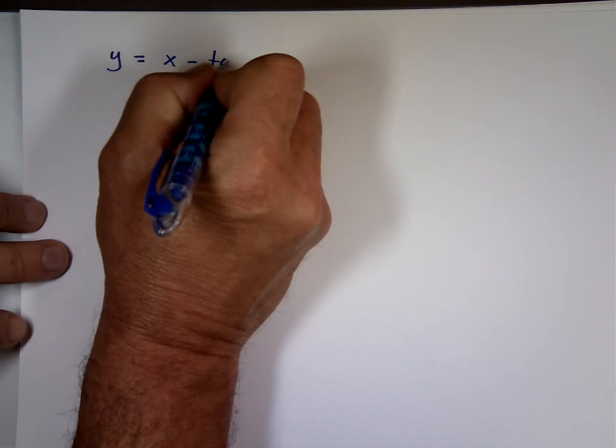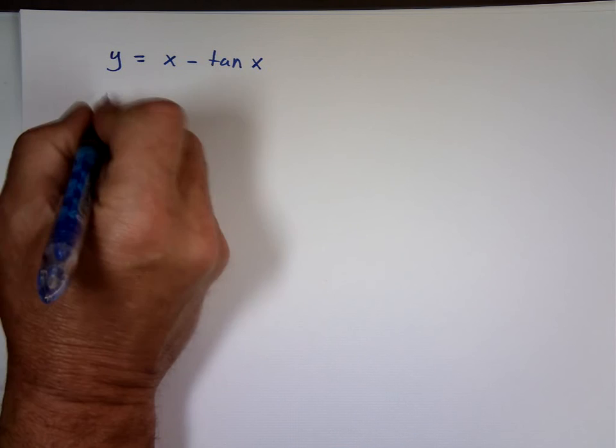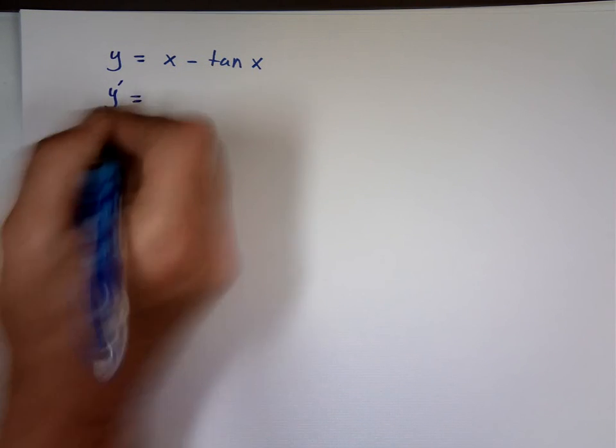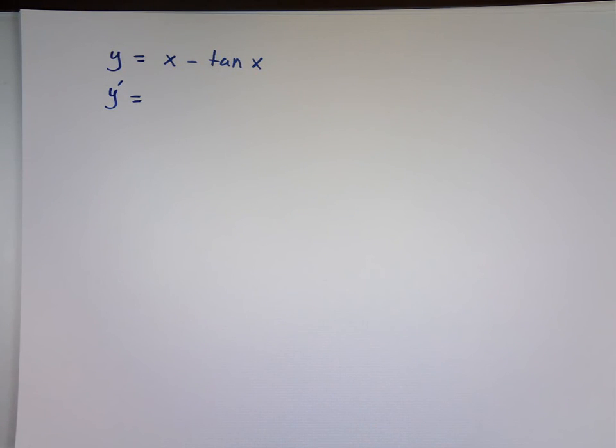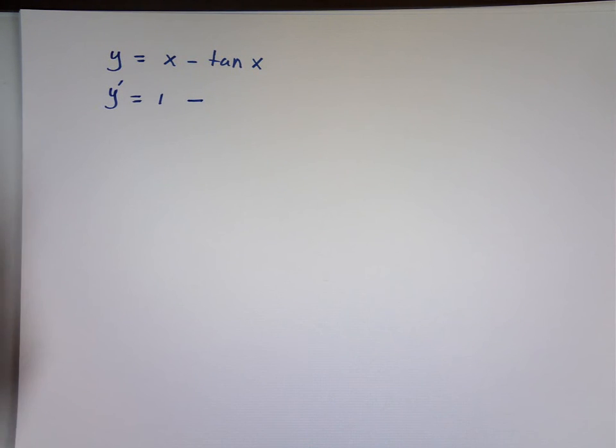Let's say I have this problem. What's the derivative of that? The derivative of x is what? 1 minus, what's the derivative of tangent? Secant squared. Secant squared x.